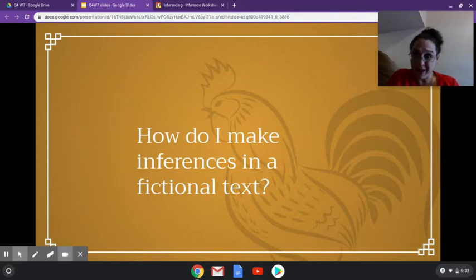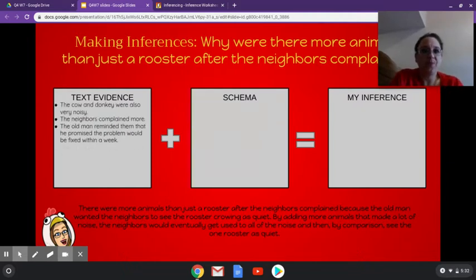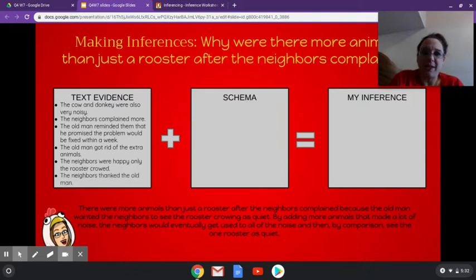So, how can I make an inference in a fictional text? Well, I'm going to take my text evidence first. The cow and the donkey were also very noisy. The neighbors complained more, and the old man reminded them that he promised he would take care of the problem within a week. The old man got rid of the extra animals. The neighbors were happy that only the rooster crowed. The neighbors thanked the old man.